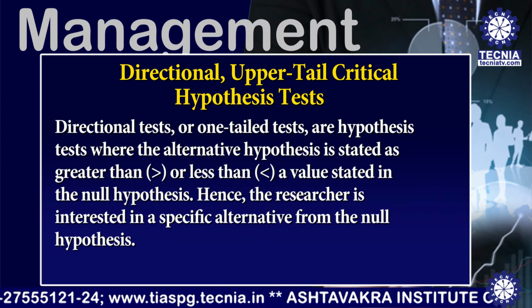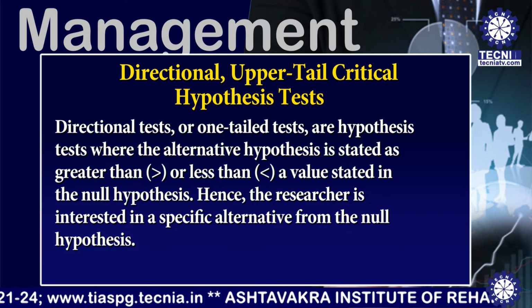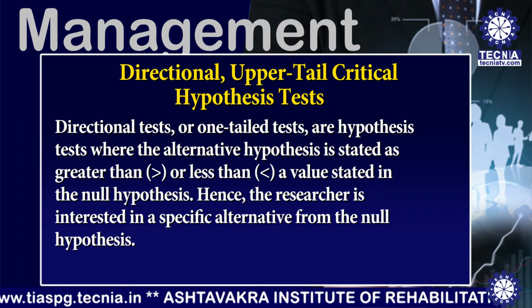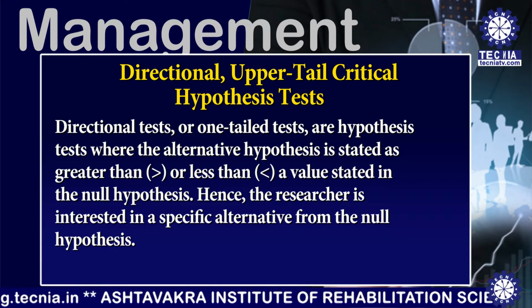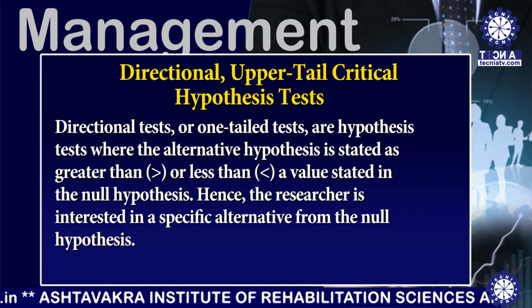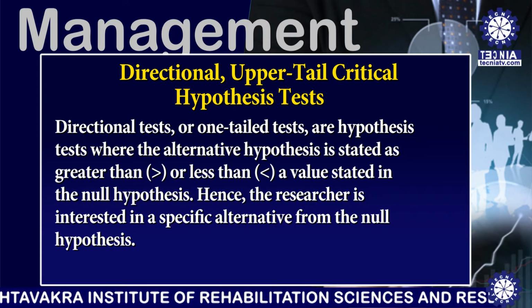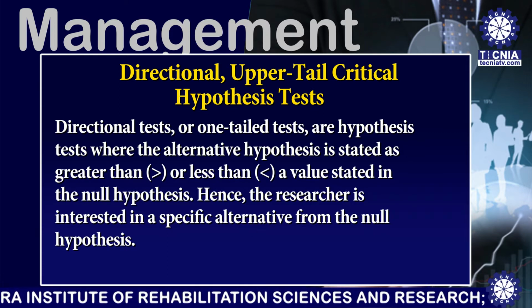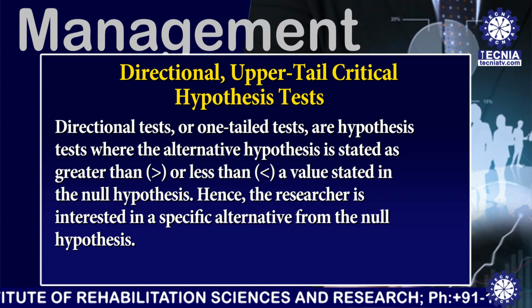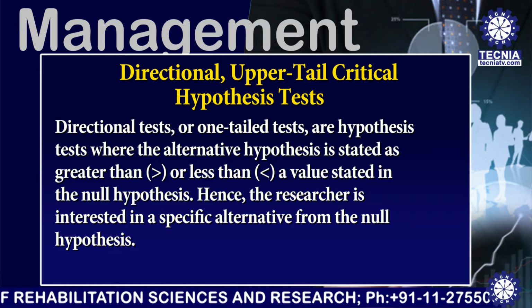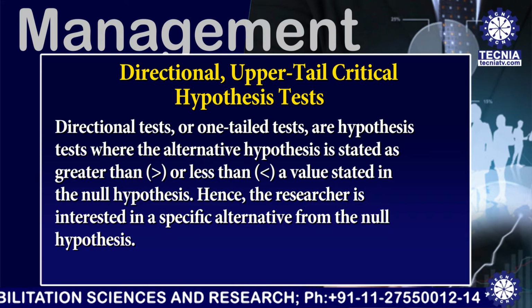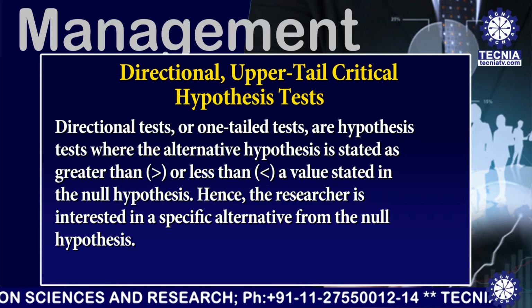What is a directional test or one-tail test? These are hypothesis tests where the alternative hypothesis is stated as greater than or less than a value stated in the null hypothesis. Hence, the researcher is interested in a specific alternative from the null hypothesis.